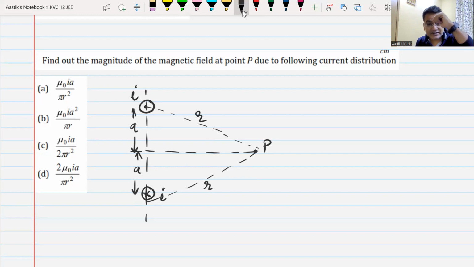One wire carries current like this. The other wire carries current like this. And the point P is here. You have 2 minutes to show your talents, else I have no choice but I will have to solve it. Let me solve it. How am I going to solve it?